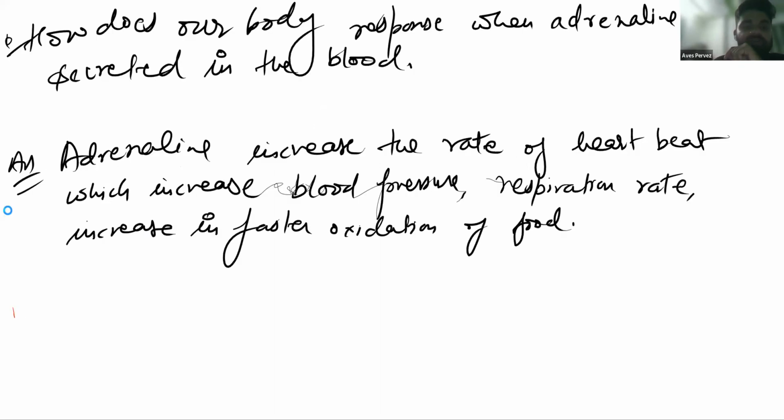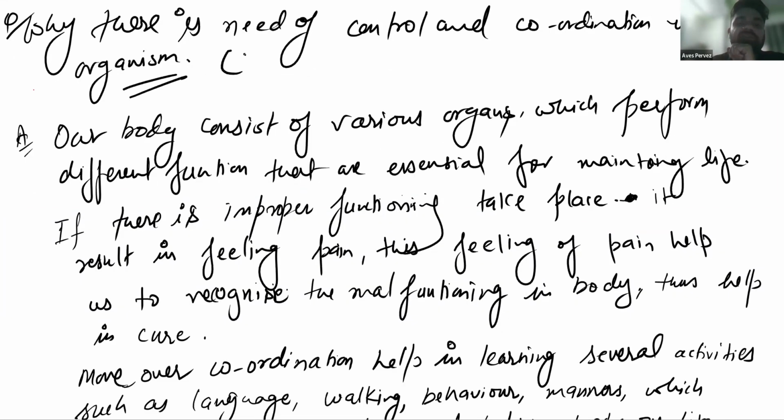So if this is a question in front of you, why there is a need of control and coordination in an organism, this is also an NCERT question. Our body consists of various organs which perform different types of functions. Kidneys perform the filtration of blood, the heart performs the pumping of blood, lungs transfer oxygen into the blood. Each and every organ performs its different function. And if any malfunction takes place in an organ, then what is going to happen?